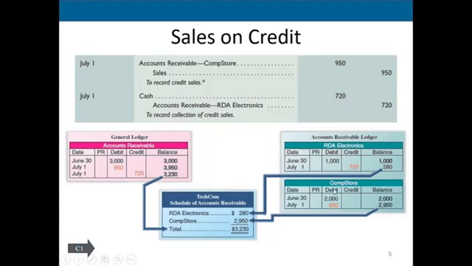point. What we're saying now is that we need to have subsidiary ledgers for each customer. Here's the ledger for RDA. Here is the ledger for ComStore. If I were to have a listing of what's in my accounts receivable, all of these would tie together.